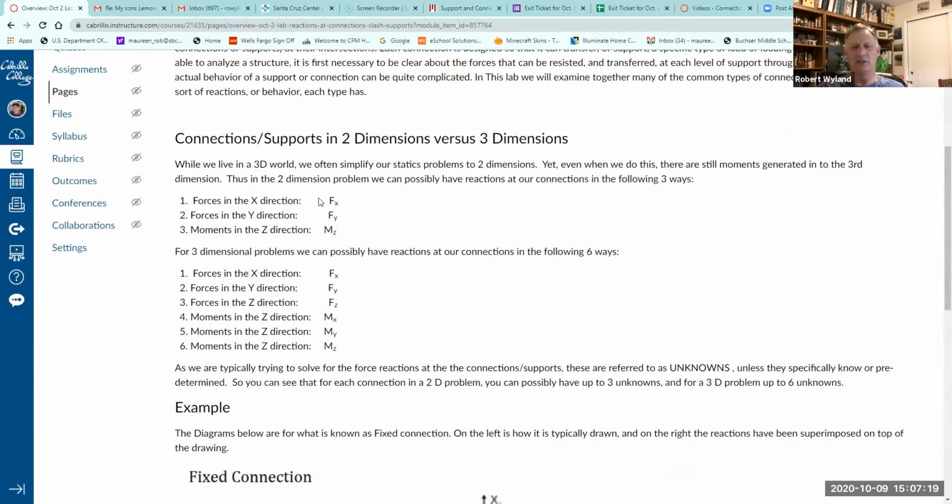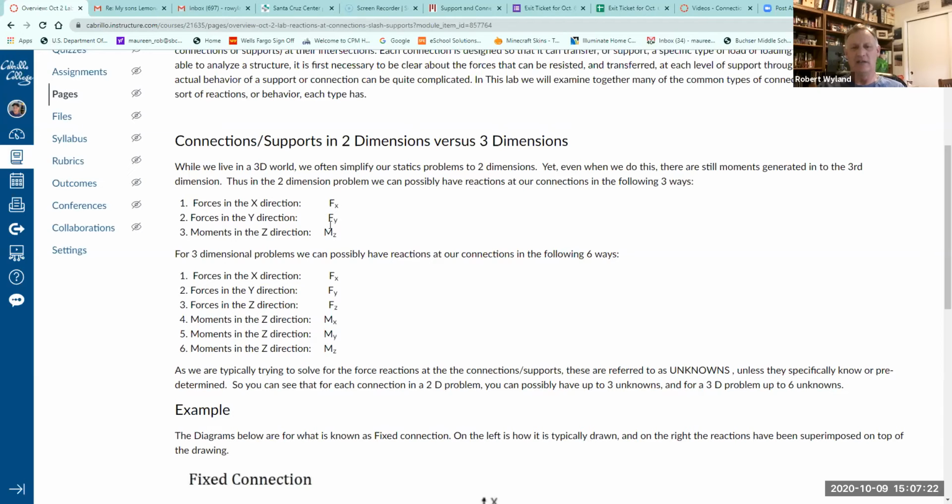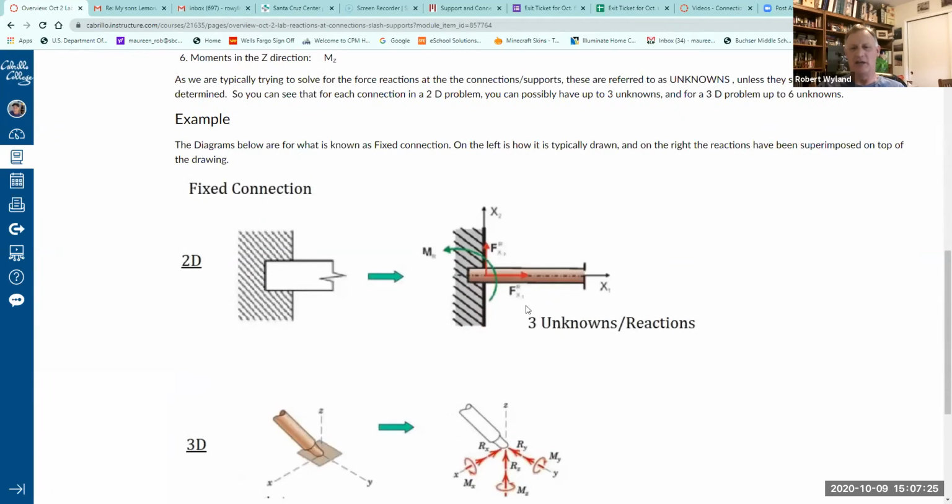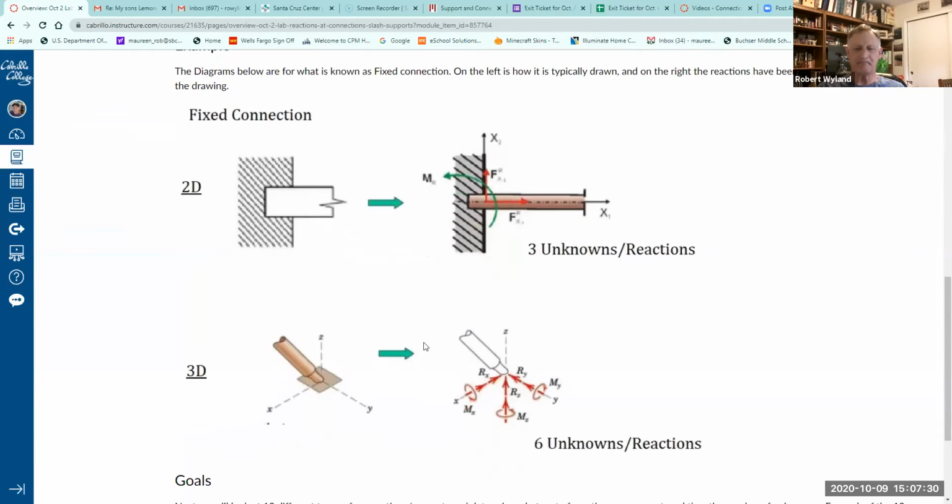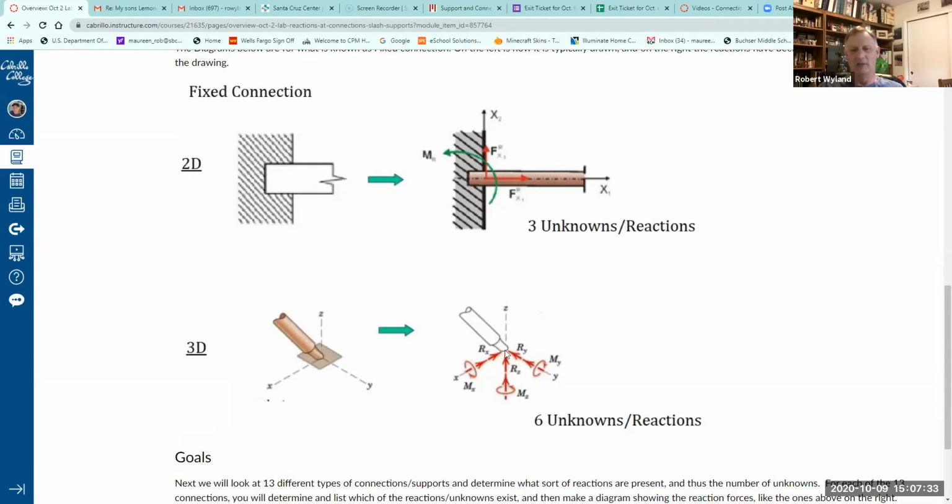If we go back up to the top here, in the 2-dimensional case for the fixed connection, we had Fx, Fy, and Mz. This would be Fx, Fy, Fz. I'm doing it backwards. And then moments. In the 3-dimensional case, we do the same thing. We have the ability to have a reaction in every dimension possible, both in linear forces and in moments. So we have 6. If you count them, we have X, Y, and Z in terms of linear forces, and in terms of moments, we have Mx, My, and Mz. If you count those all, you get 6 unknowns or 6 reactions. So keeping track of those is kind of important.